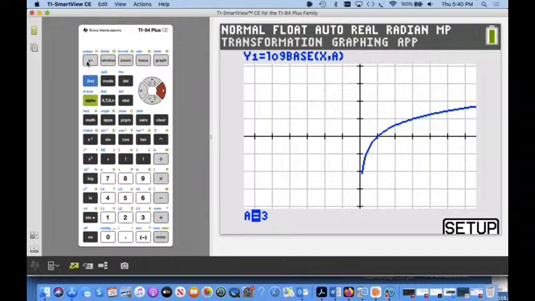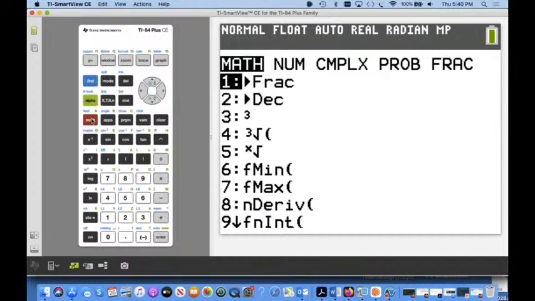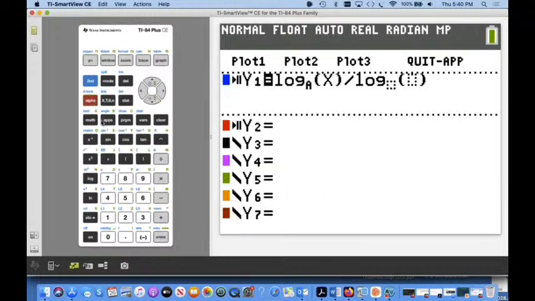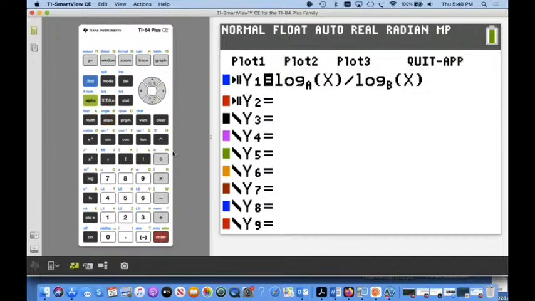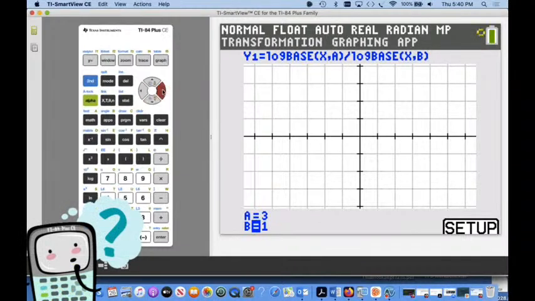And so if we were to go to the y equals screen, I'm going to edit this and make it log base a of x divided by the log base b of x. Both of those variables show up below. I don't see any graph, and the reason is b happened to be equal to 1, which doesn't make any sense. So let me make b equal to 2.